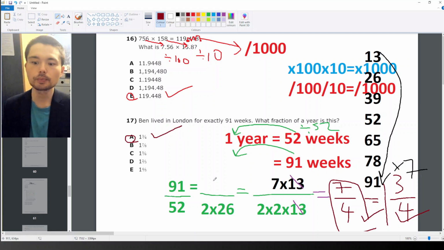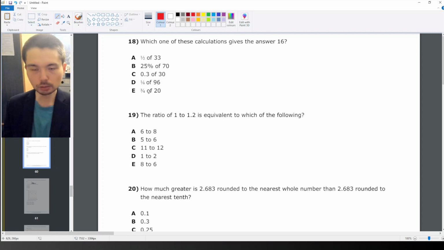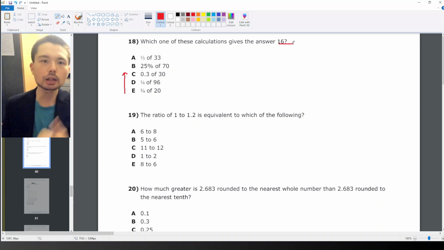Fantastic question. Question 18, which one of these calculations gives the answer 16? Not too bad, just keep working out. You don't have to go from the top, just go from the bottom, or even midway. That's what I've told my students. Because guess what, the examiner, the person setting the question, might want you to pick C, D or E. Why? Because those are the later options. Guess what, I'm just going to go backwards. Doesn't matter. Because when I get 16, I stop and I quickly move on.